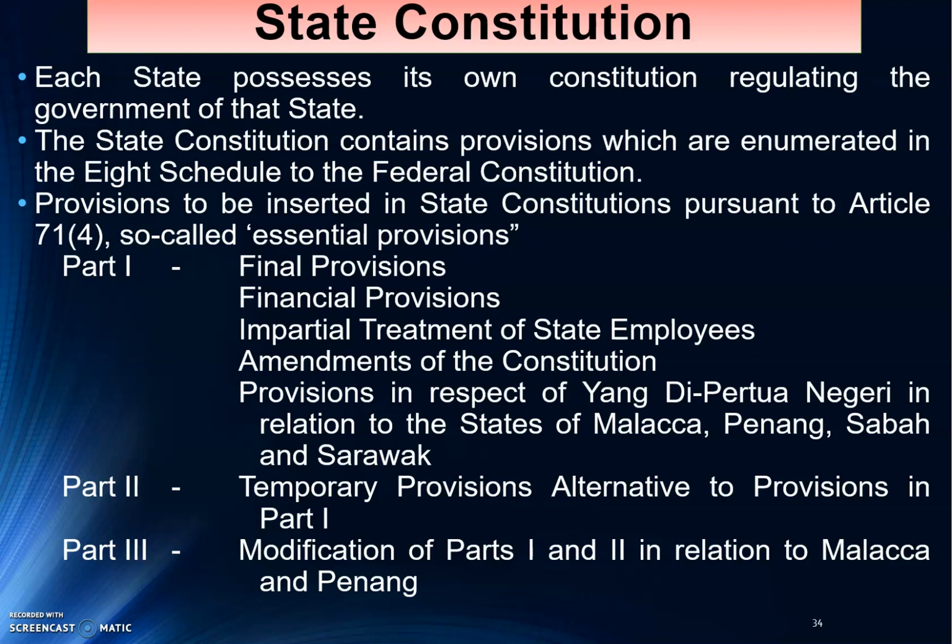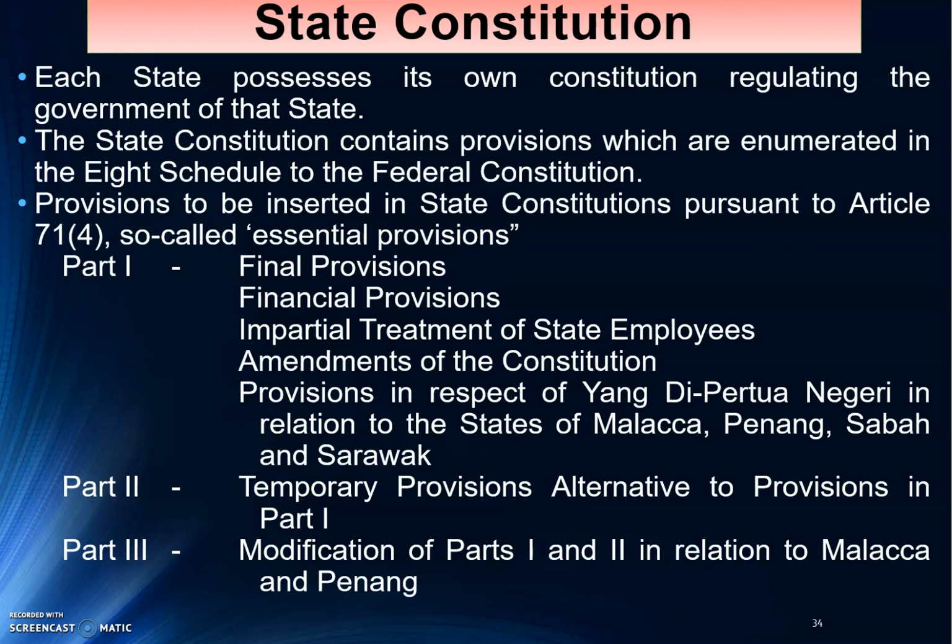Okay, so basically in each state we have the Ahli Dewan Undangan Negeri who actually constitute part of the legislature who will make law, and this particular constitution is a law made by the legislature of the state. Okay, so what does it mean by state law? Section 3 of the Interpretation Act 1948 defines state law as a law made by a legislature of a state or any other law in force which relates to the matter to which the legislature of the state has the power to make or amend the law.